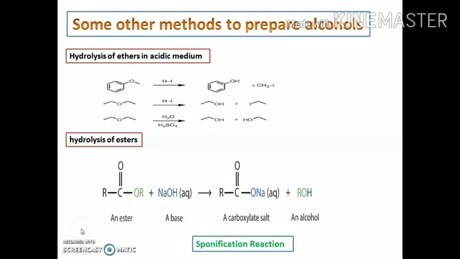These are some other methods to prepare alcohols. For example, the hydrolysis of the ethers in the acidic medium gives alcohols if the halogen acids are present, and if this reaction is carried out in the presence of sulfuric acid, it will give the alcohols as a major product. The next is the hydrolysis of the esters, and esters when treated with the base give the carboxylic salt and alcohol as a major product. This reaction is also known as the saponification reaction.